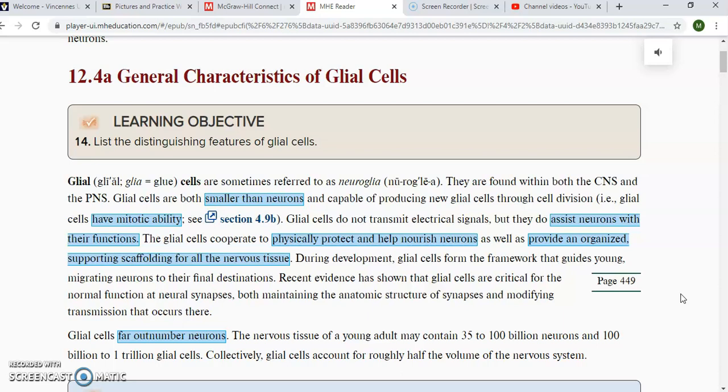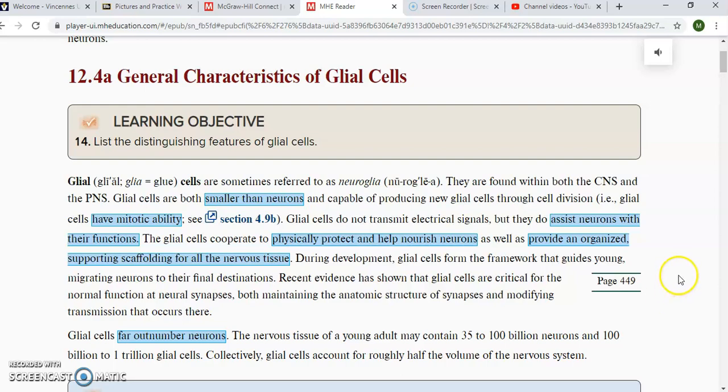They help to physically protect the neurons and nourish them, so they make sure the neurons get plenty of the nutrients they need to function properly. There are also so many of them that they help keep all of the neurons in the right place within the nervous tissue, so that we can have normal synapses and normal communication between neurons. So they have quite a few functions, and we're going to talk about the 6 different types of glial cells and go into their individual functions. This is the general functions of them.